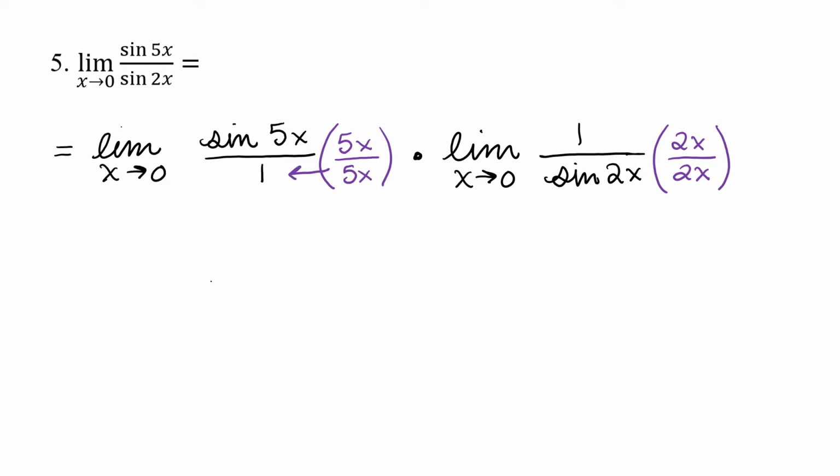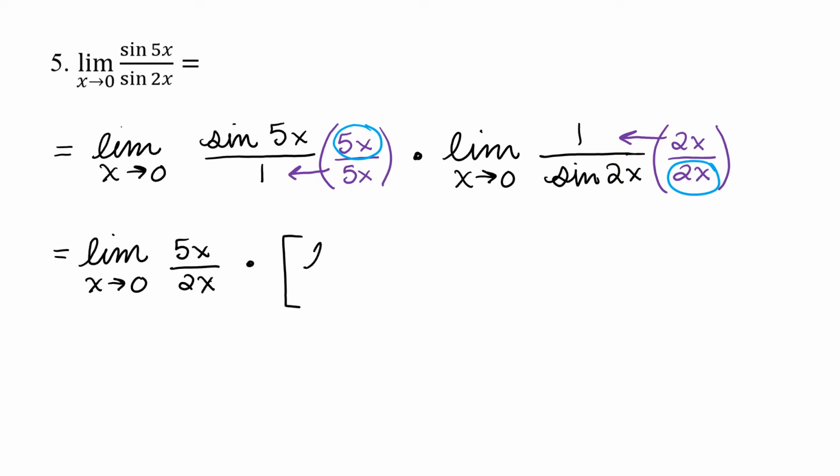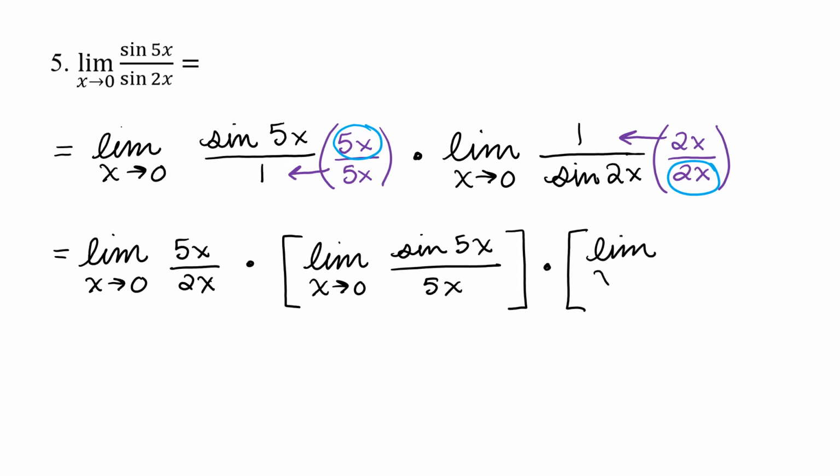This 5x will go along for our limit, while the 5x in the numerator is left over. This 2x will help us evaluate this limit, while the 2x in the denominator is left over. So now we have the limit of our leftovers, so our 5x over 2x, times the limit as x approaches 0 of sine of 5x over 5x times the limit as x approaches 0 of 2x over sine of 2x.